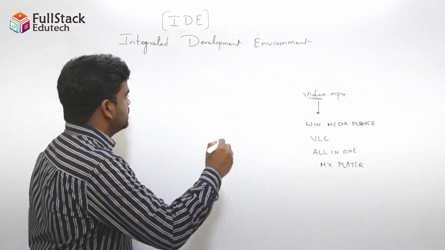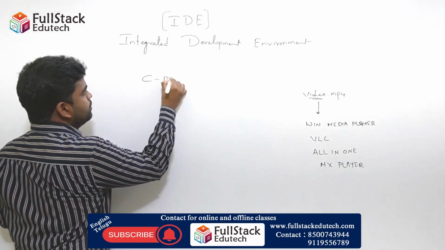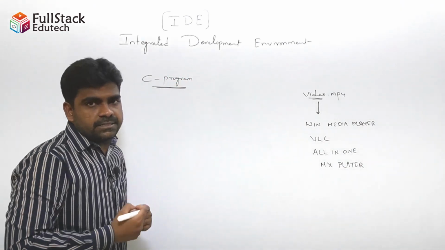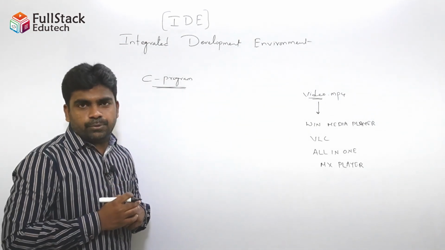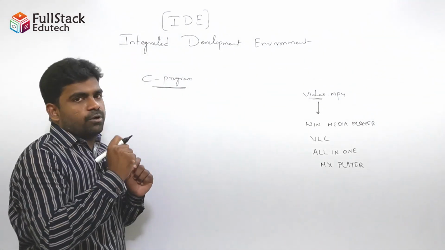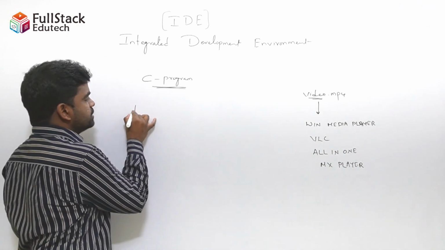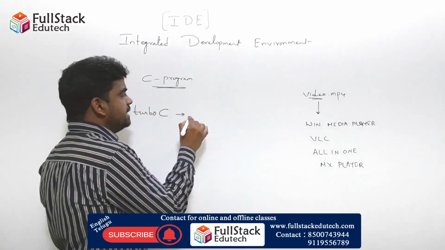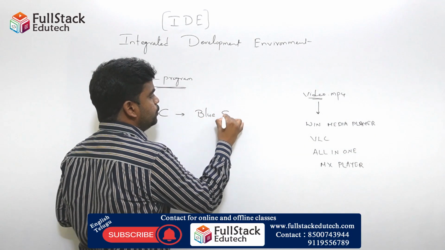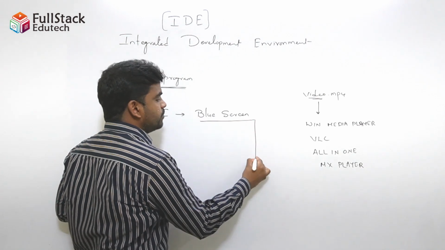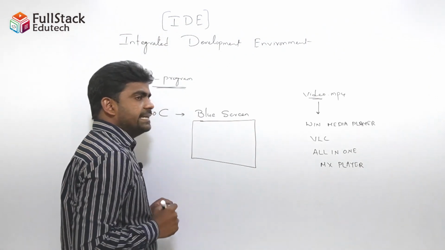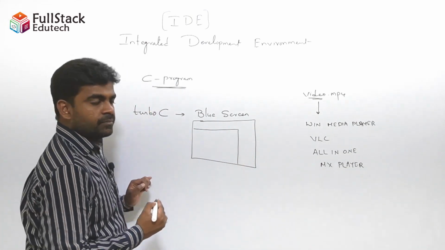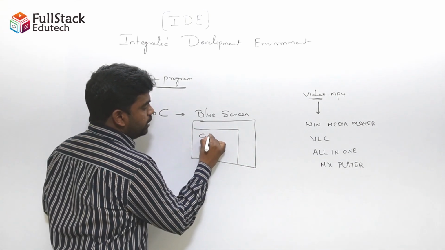In the same way, suppose you have written one C program. I just want to write the C program and run the C program. Along with the C software, Turbo C, suppose you have installed, you will get one IDE called the Blue Screen IDE. So what is the advantage of this IDE? Here only the editor will come. Here you can write the program, the code you will write here.